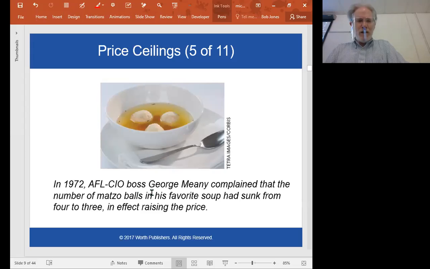This was an interesting example. In the 70s, one of the union leaders complained that the number of matzo balls in his favorite soup had been reduced from 4 to 3. So the government is saying you can only charge this much for soup. So what do the producers do? They say, okay, we'll charge that much, but we won't give you as much. So in effect, they're raising the price. Legally, they could get away with that. And that happened in all kinds of ways. Candy bars got smaller. They couldn't change the price. They were forced to lower the price, so they cut the size of the candy bar.